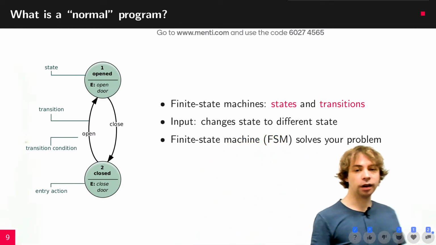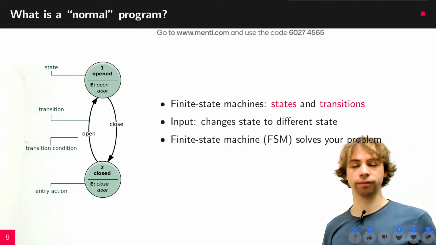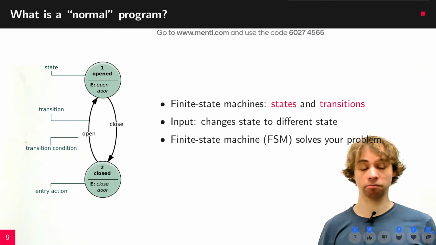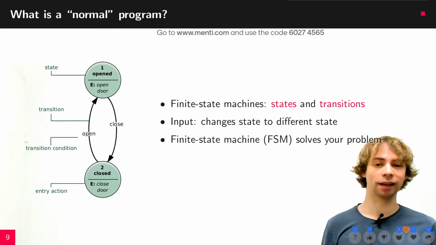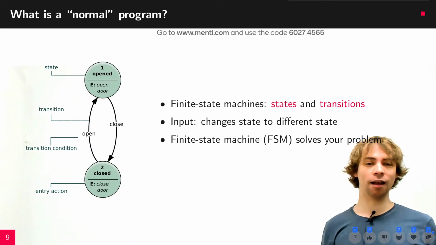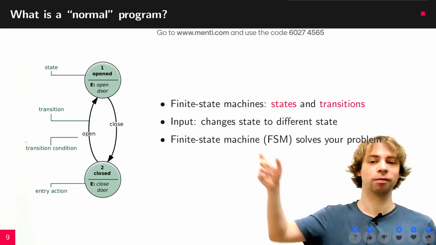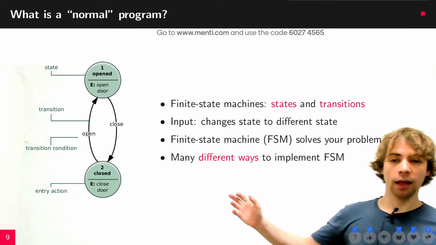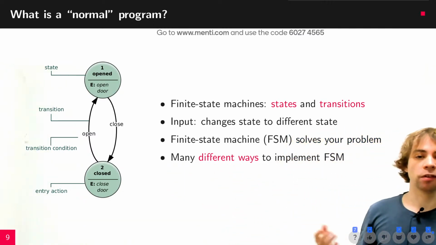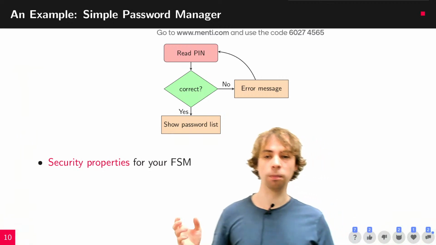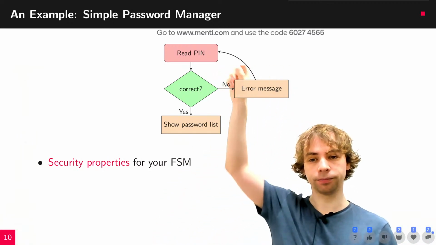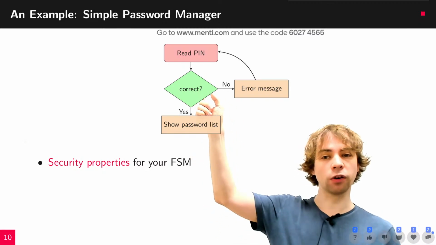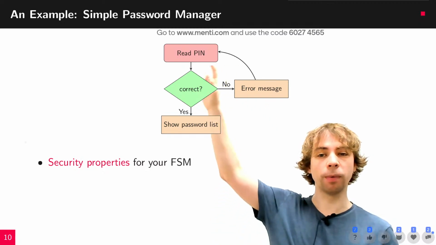The finite state machine solves the basic problem of whatever you define, like sorting an array, or even something more complex in software. Everything, or almost everything, can be expressed as a finite state machine, at least on some abstraction level. There are many different ways to implement finite state machines. A simple password manager, for instance, could be this. You read a PIN. If it's correct, then you show the password list. And if it's not correct, then you show an error message and go back to the reading function.